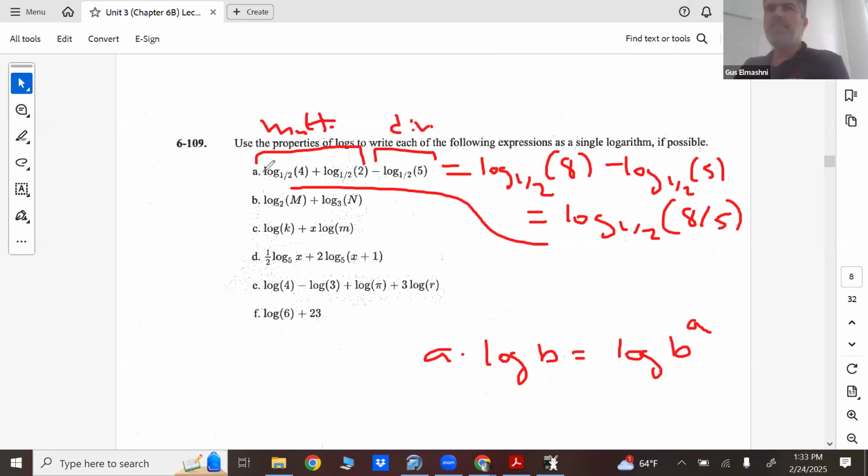That's how I did part A. Okay, part B, which I'm going to do over here because I ran out of space, is log base 2 of mn.